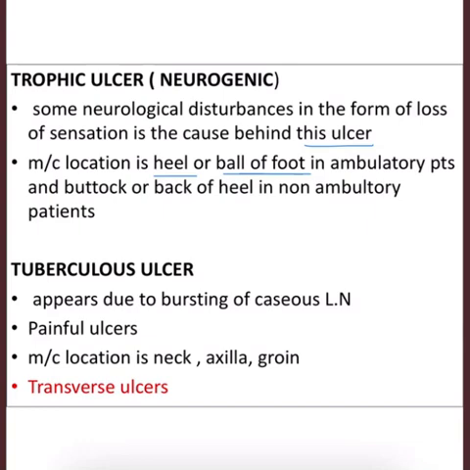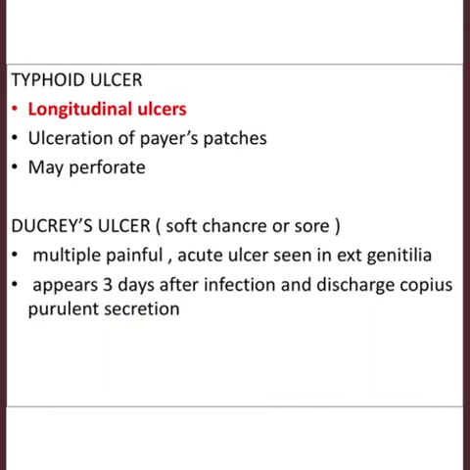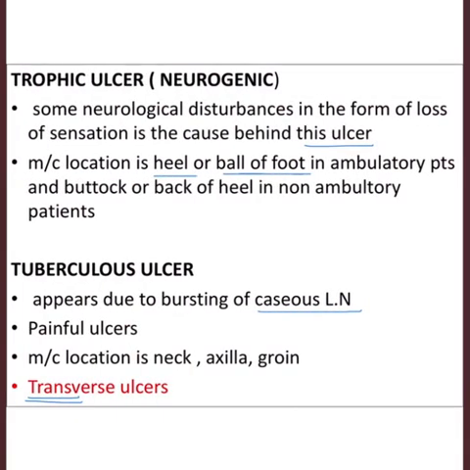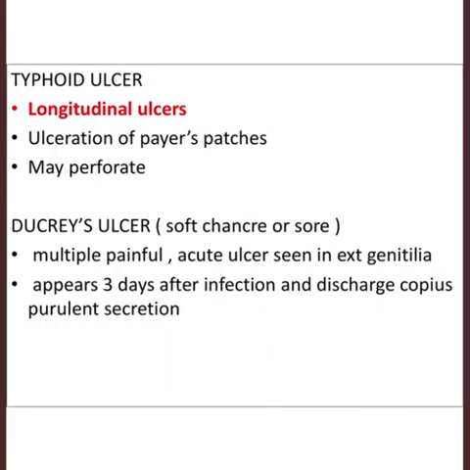Tuberculous ulcers appear due to the bursting of a caseous lymph node. They are painful. The most common locations are where lymphadenopathy is most common, like the neck, axilla, and groin. They are transverse ulcers. This is the most important question. Typhoid ulcers are longitudinal ulcers. So you need to remember TB is transverse and typhoid is a longitudinal ulcer.